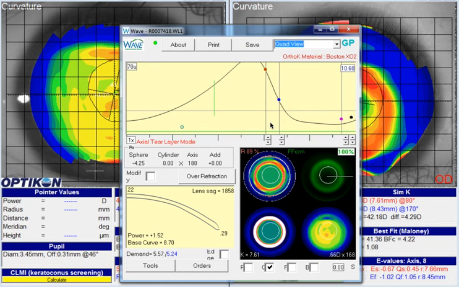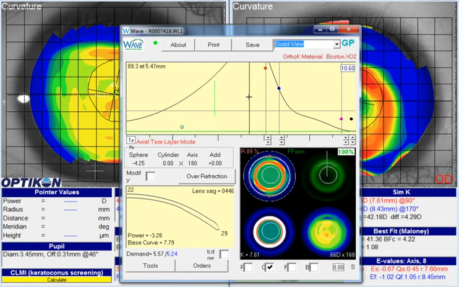So here's the lens for the patient's right eye. If we go to the superior meridian, we can see that at the tallest part we're close to 90 microns of clearance. So we would probably expect to see a little bit of a bubble there because we've got so much clearance there. So that's not too unusual.